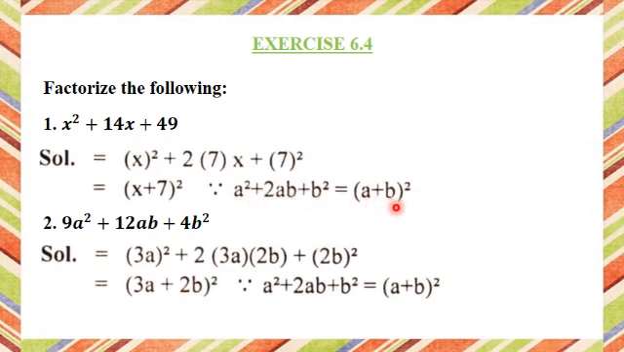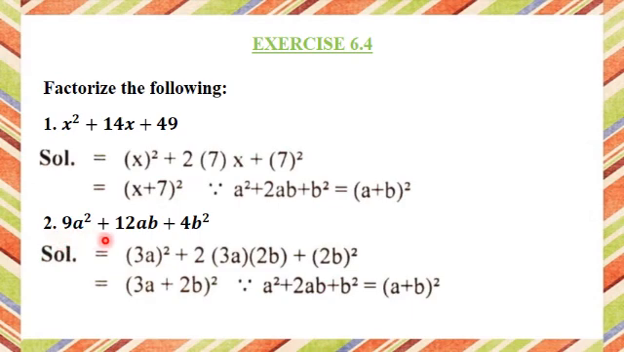So when we are going to close, it is a perfect square of a plus b, and after closing this we have x plus 7 whole square. Okay, now we are moving to question number 2.